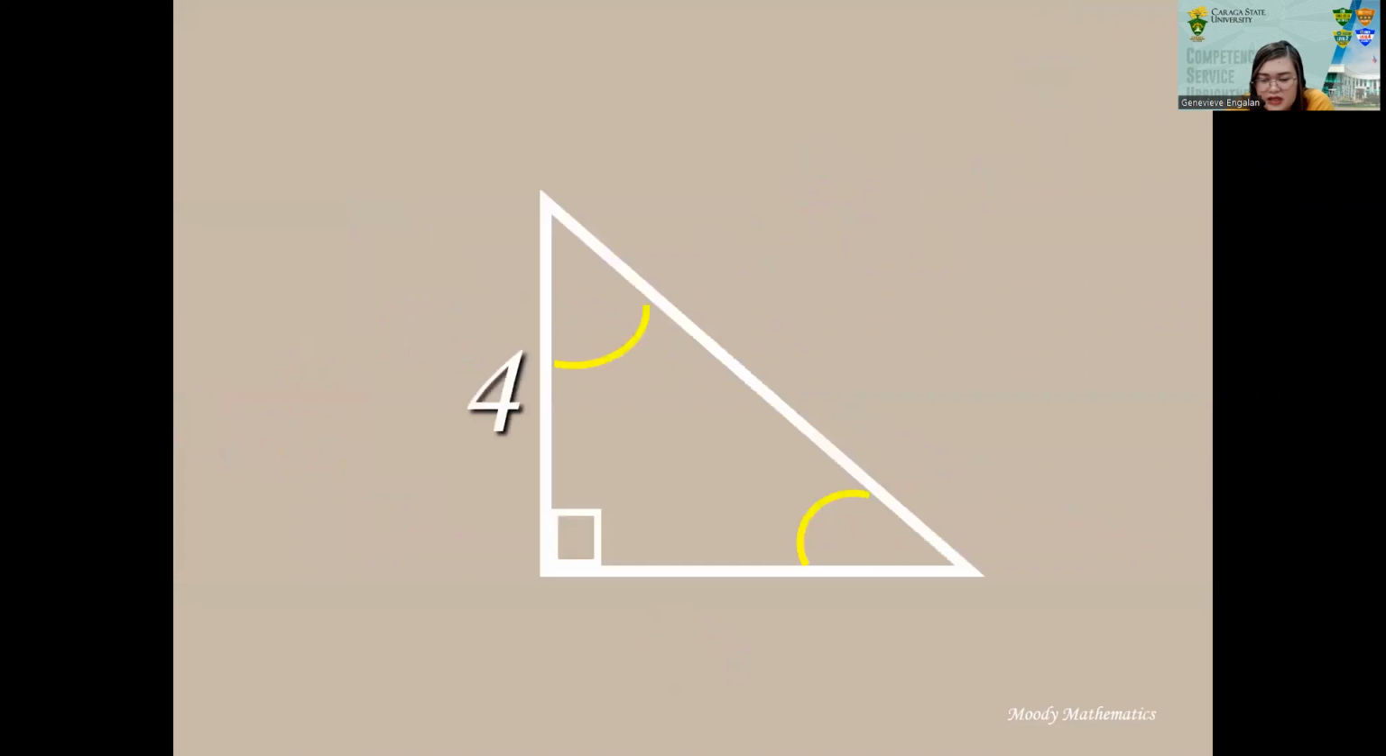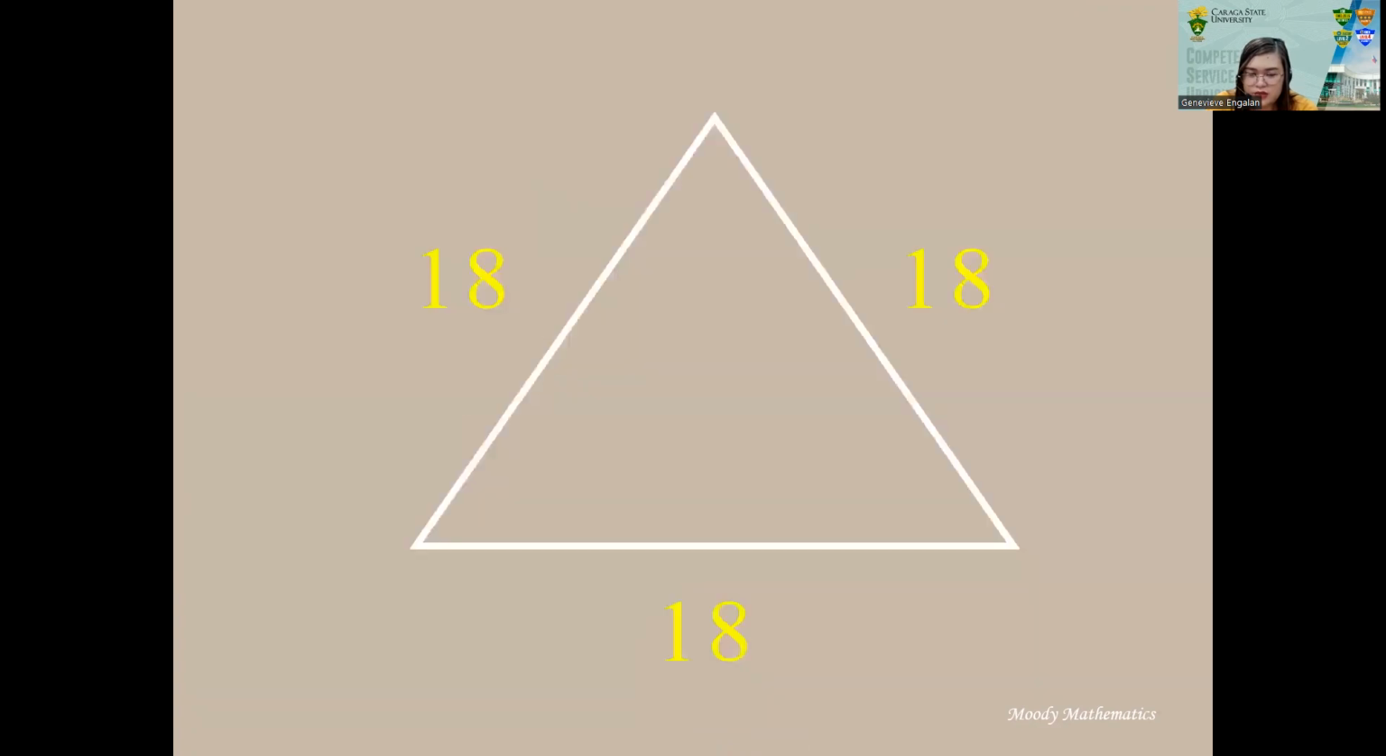If you have a 45, 45, 90 triangle and the measure of the leg is 4, how about the other leg? 4. So, the hypotenuse will be 4 square root of 2. So, if the leg is square root of 2, what is the measure of the hypotenuse? 2. Okay, 2. So, if you have an equilateral triangle, what is the measure of the height of the equilateral triangle?